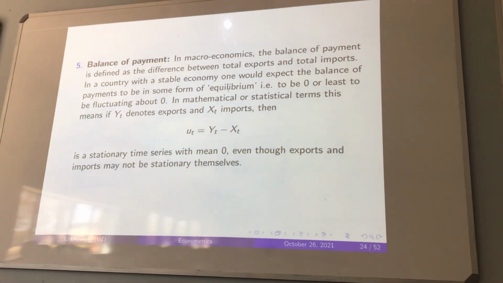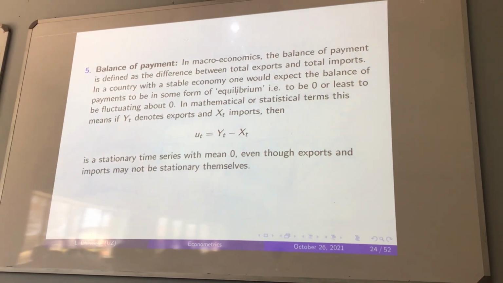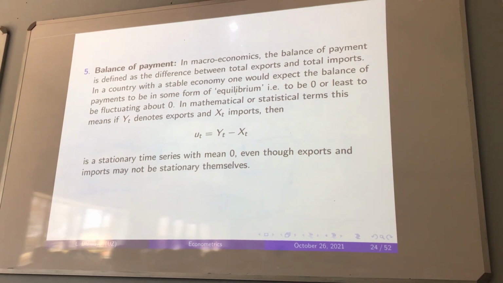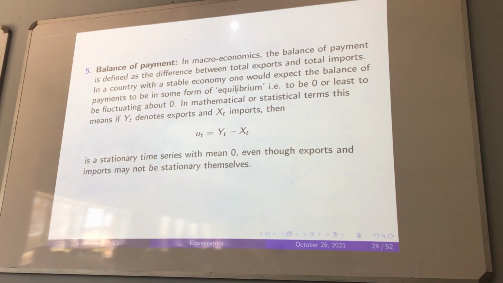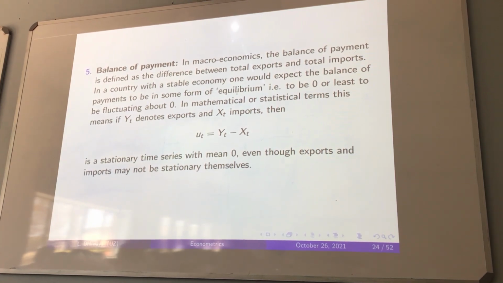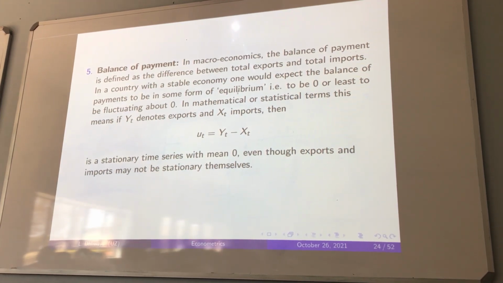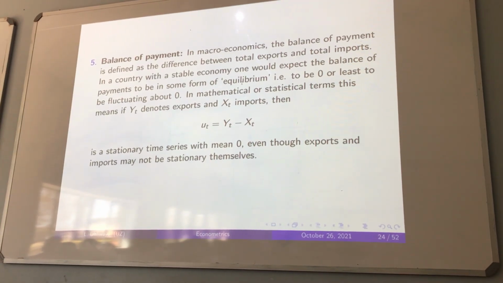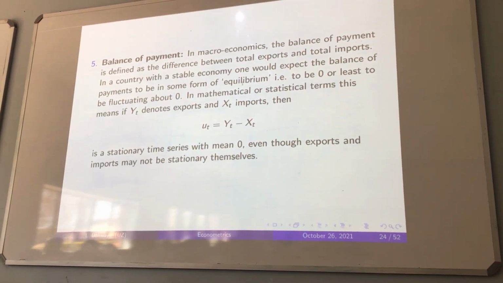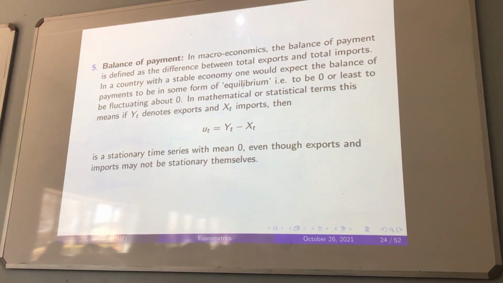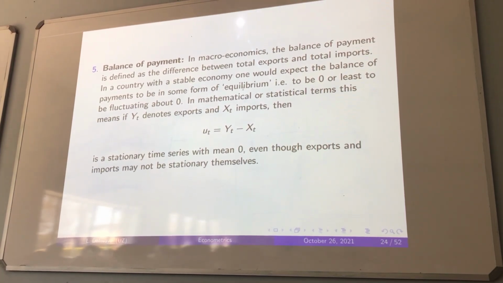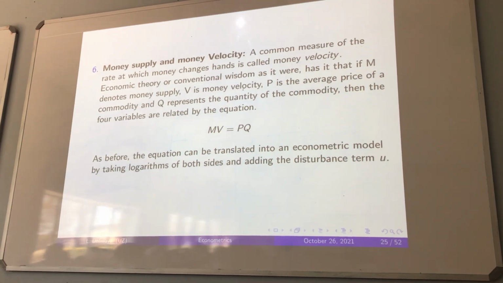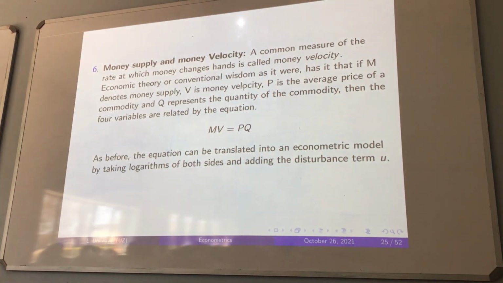Balance of payment. In macroeconomics, the balance of payment is the difference between the total exports and total imports. That's the balance of payment, which is given by that equation here: ut is equal to Yt minus xt. And ut is a stationary time series with mean 0, even though exports and imports may not be stationary themselves. That's the balance of payment. We have money supply and money velocity.